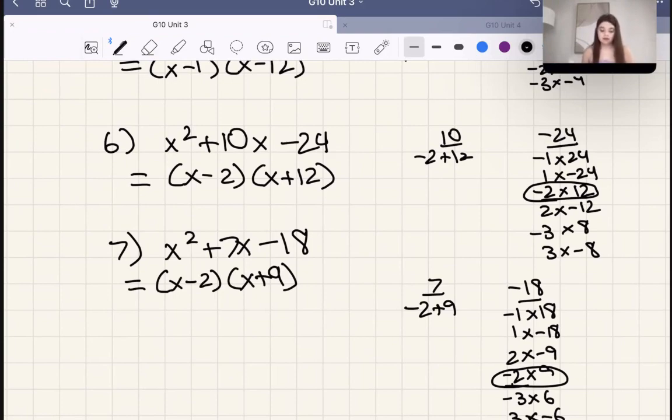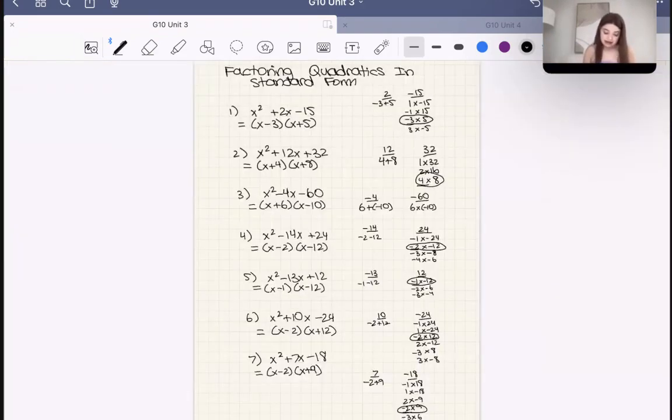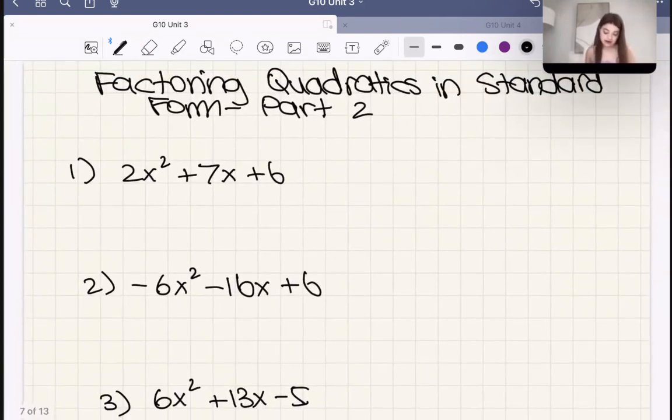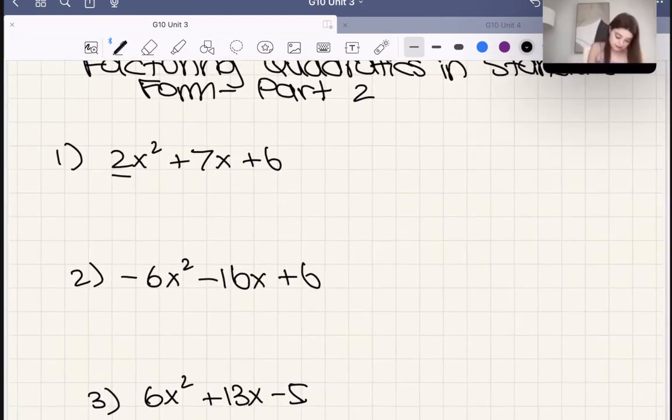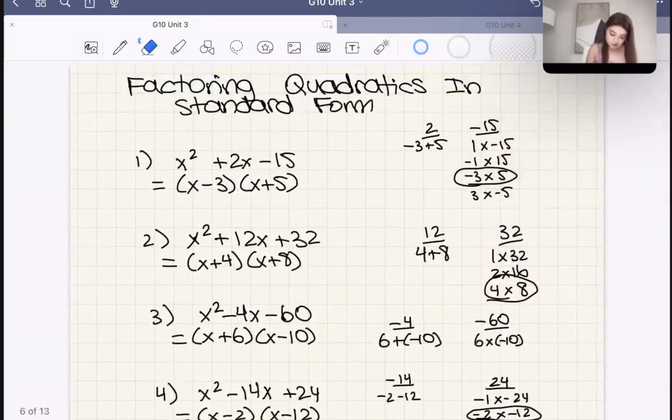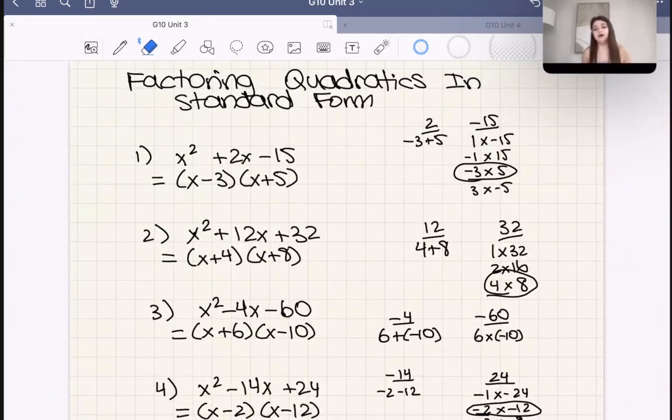All right, well, that is it for today. Next day, I'm actually going to tackle with everyone part 2 of factoring quadratics in standard form, where this time we have actual values other than just 1 for our a value. In this one, all of them were just plain old x squared with no coefficient other than 1 in front. Next time, we'll talk about how we can factor it when that's not the case, because that will not always be the case.